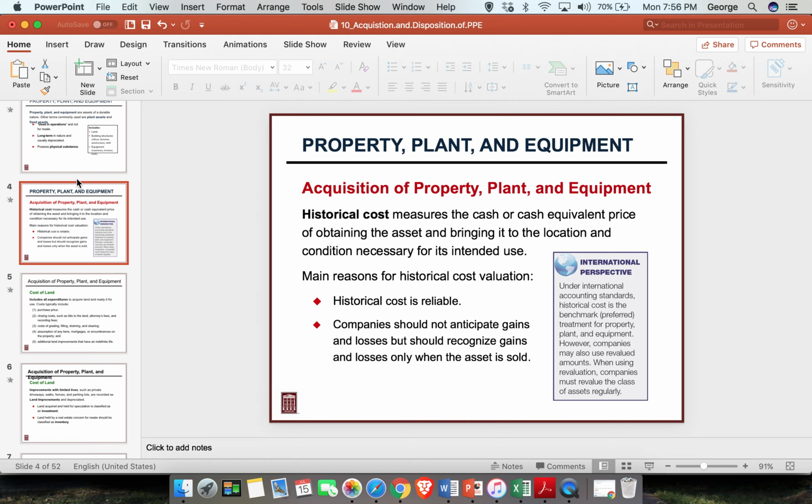So why do we use historical costs? Well, it's reliable. The information is easy to find. And then the second reason, companies should not anticipate gains and losses, but should recognize gains and losses only when the asset is sold. All right, so in other words, even if the asset's gaining value, we won't report any unrealized gains on the asset until the asset is sold.